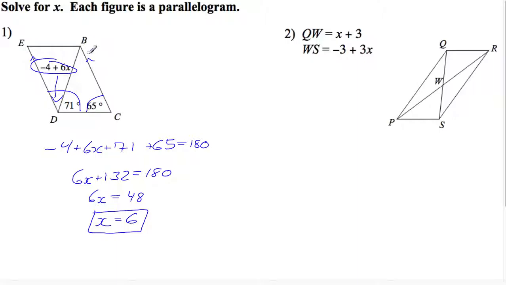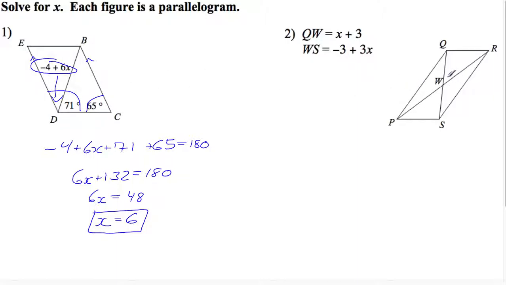Consecutive angles. Remember, parallelograms are just two pairs of parallel lines. So if you remember all of the properties from that unit when we looked at parallel lines, with alternate interior angles and consecutive angles, then you should be just fine.